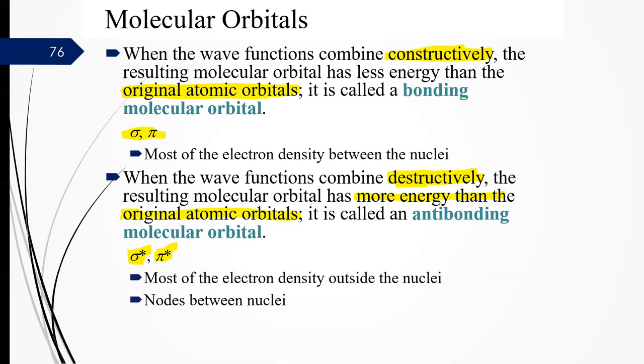And the difference between the antibonding and the bonding is that in bonding orbitals, most of the electron density where those electrons exist is between the nuclei. In the antibonding ones, most of the electron density is going to be outside the nuclei. So it's not going to be between them. It's going to be on the opposite sides. And basically where they meet is between them.